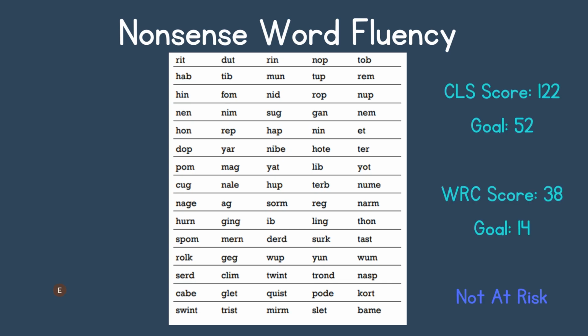This student was able to correctly produce 122 sounds. The goal at this point in first grade was 52 sounds. This student was able to correctly read 38 nonsense words. The goal was 14, so again, this student is not at risk.